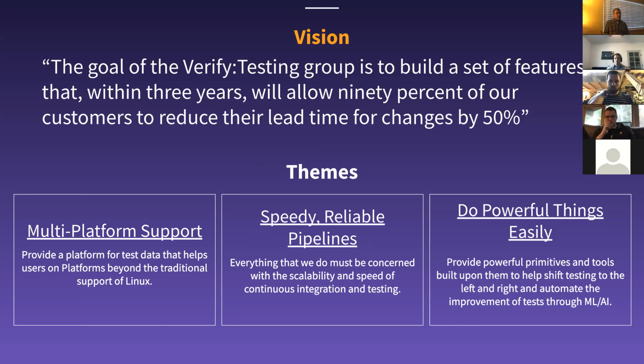And then doing powerful things easily, providing those powerful primitives and tools to build upon to help shift left the testing, and to the right to automate improvement of tests through ML and AI in the long-term vision. But really, we want to do powerful things easily in everything that we do and enable customers to really build on top of what we're providing.